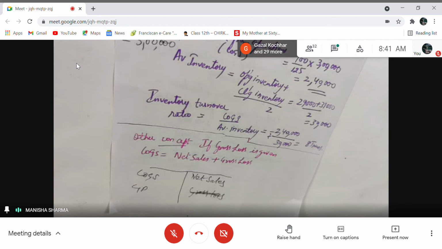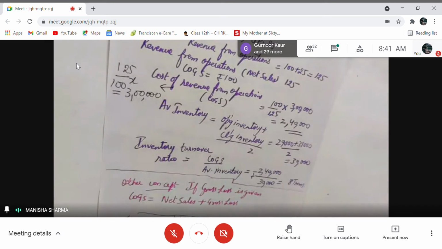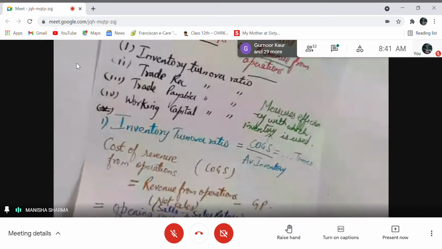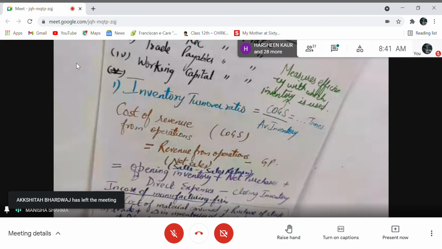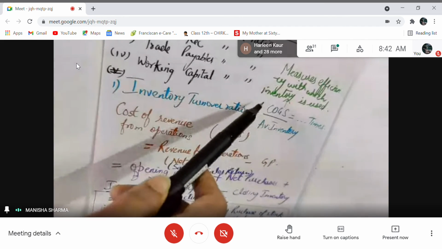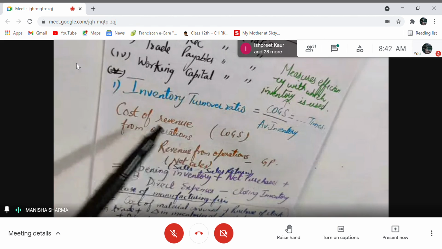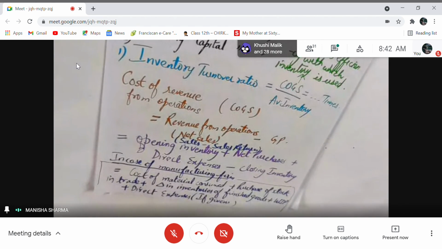A quick recap of the formulas. The first ratio that we did today was the activity ratio. Under activity ratios, we did the inventory turnover ratio. All activity ratios are measured in number of times. The formula for inventory turnover ratio was COGS upon average inventory. I just want to revise the formulas of COGS. There are 3 or 4 formulas of COGS. If you know these 4 formulas, I don't think you'll find any difficulty.